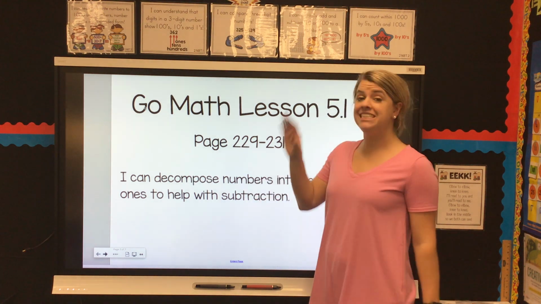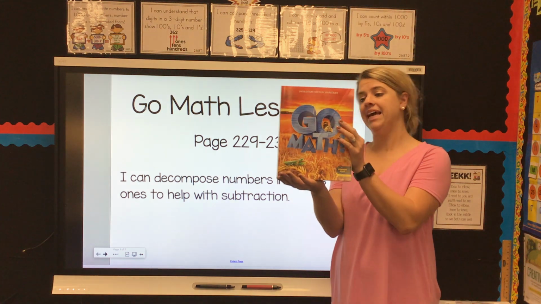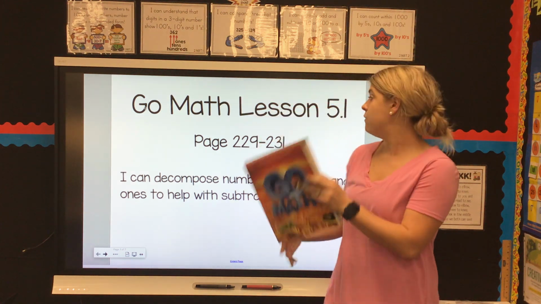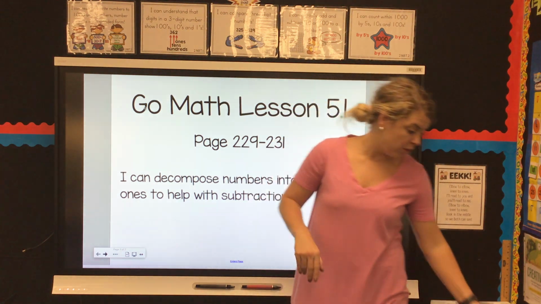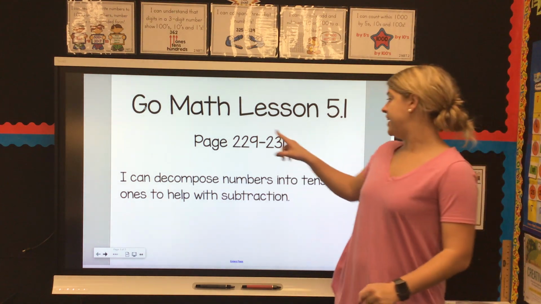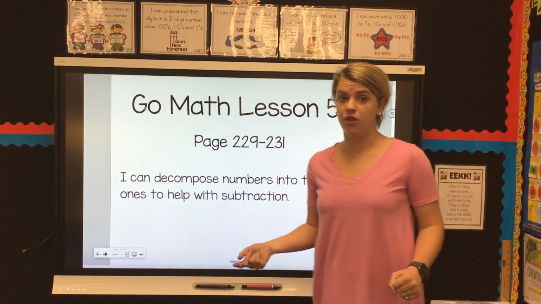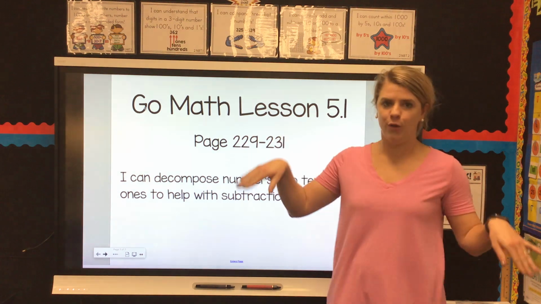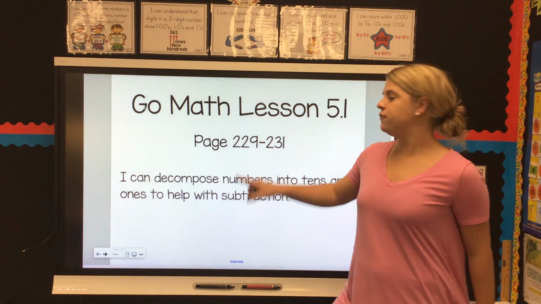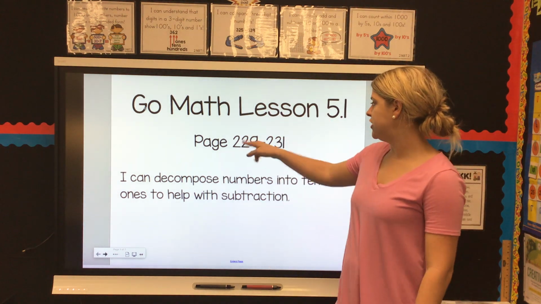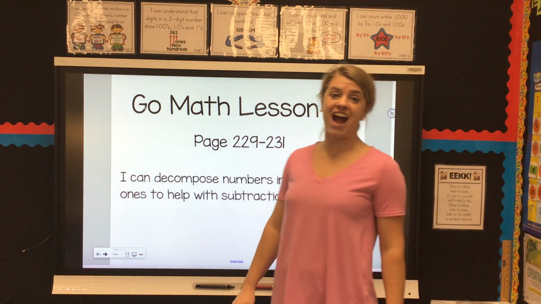So, today we are going to be in our Big Go Math booklet, and we're going to be looking at lesson 5.1, which is on pages 229 through 231, okay? So while you're flipping to Go Math, page 229, I'm going to read our I can statement.